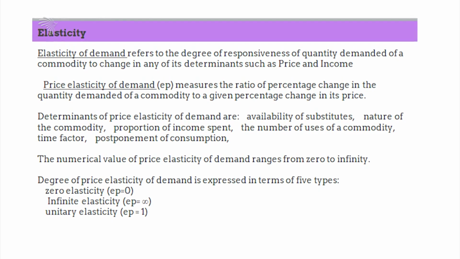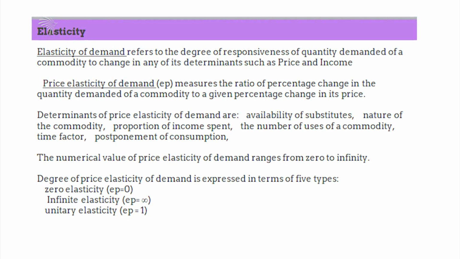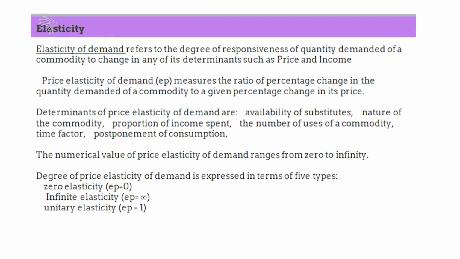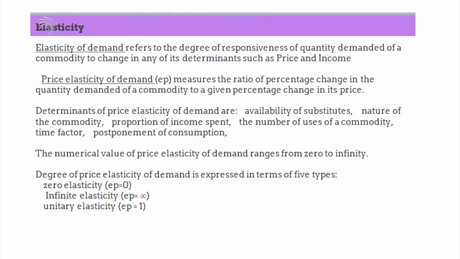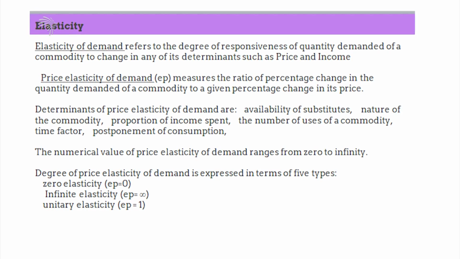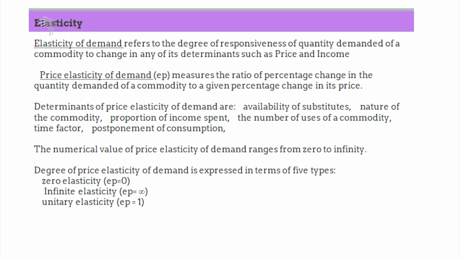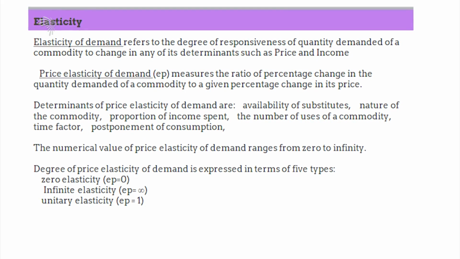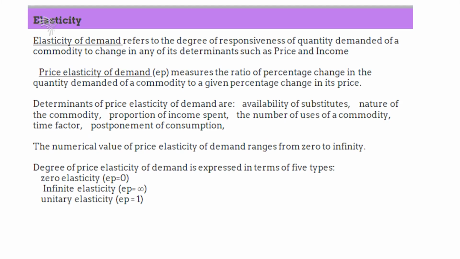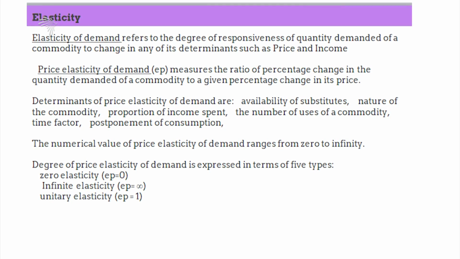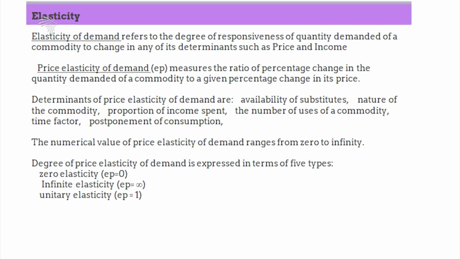So the numerical value of price elasticity of demand ranges from 0 to infinity. Degree of price elasticity of demand is expressed in terms of 5 types. The first type is zero elasticity. So here EP is equal to 0. There is infinite elasticity. Here EP is equal to infinity. There is unitary elasticity where EP becomes equal to 1, and there is greater than unitary elasticity where EP is greater than 1, and there is less than unitary elasticity. Here EP is less than 1.